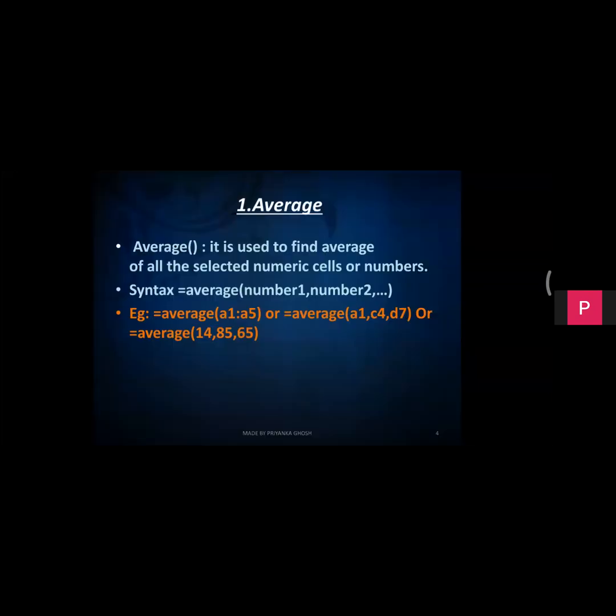So the first mathematical function is average. It is used to find the average of all the selected numerical cells or numbers. First, the syntax of is equal to is important. If we do not insert the is equal to, the output will not be shown. So for example, is equal to average, bracket is also important. Select the rows or a column that we want the output for. So is equal to average, if we insert 14, 85, 65, we will find the desired output.